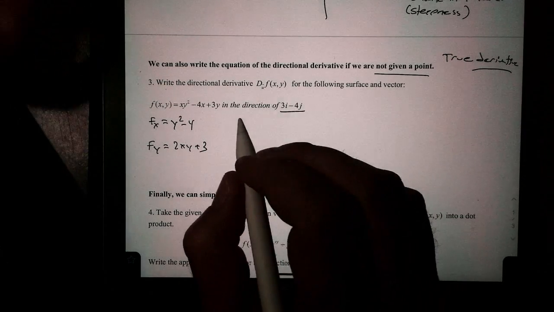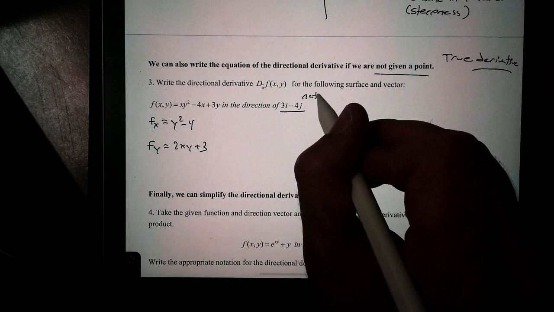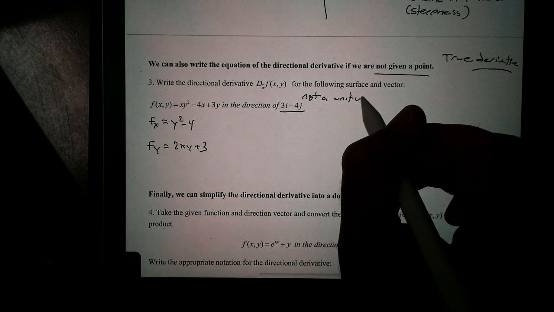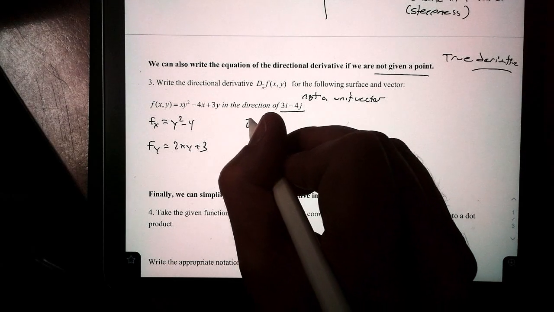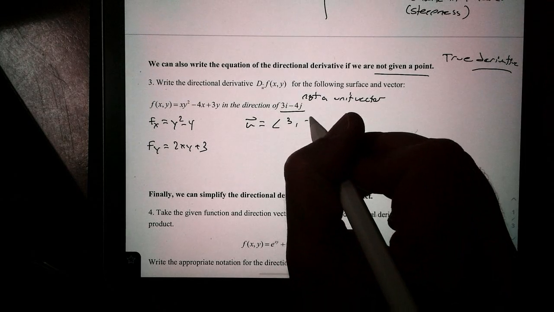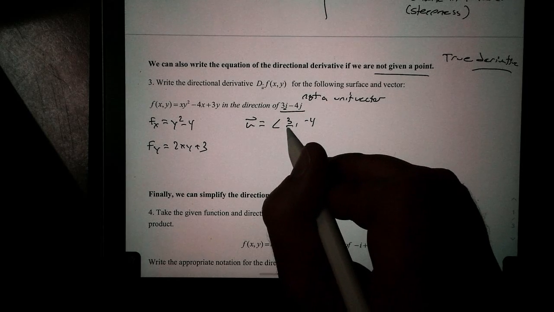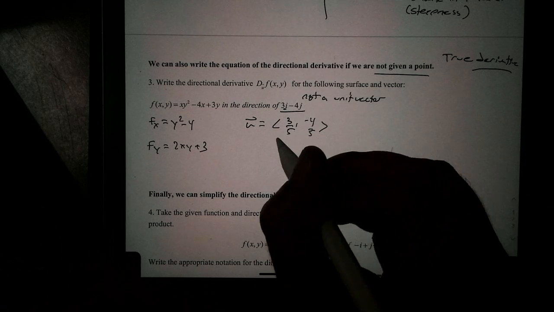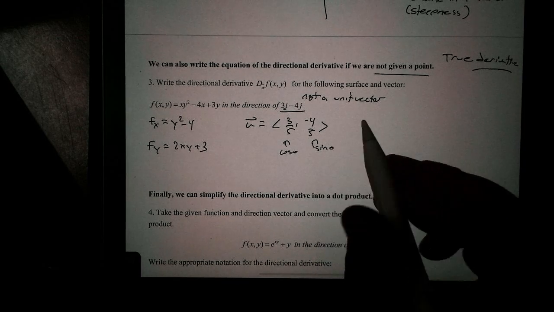Now, be careful. Again, this is not a unit vector. And because it's not a unit vector, we have to make it one. So u is 3, -4. And of course, this is just a 3, 4, 5 triangle, so I can just put those over 5. Right there, there's my cosine. There's our sine of theta.